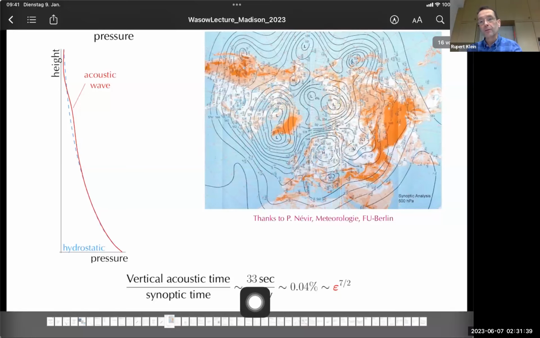So you want to get rid of them and have an equation system that you can say something about rigorously, and that you can model probably more efficiently on the computer. You want to get rid of these vertically propagating acoustic waves. Well, you can do that because you have a small epsilon power here. It turns out it's epsilon to the power 7/2. That's the ratio between these timescales.